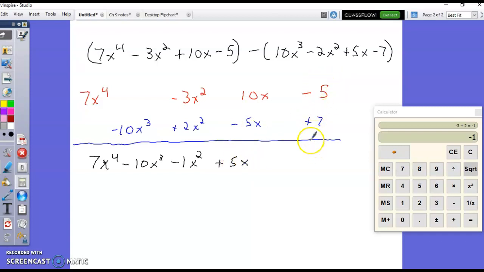Negative 5 plus 7. All right, use your calculators, use your tools just to double check, but that's going to give us a positive 2. And that would be our final answer. All the like terms are collected, and we distribute that negative through by taking the opposite sign.